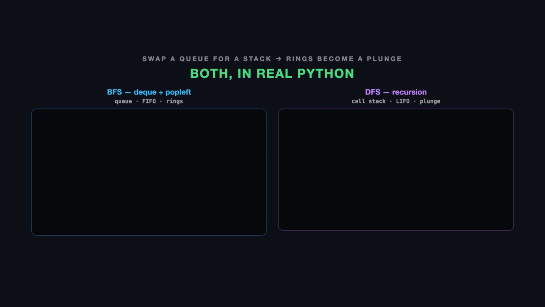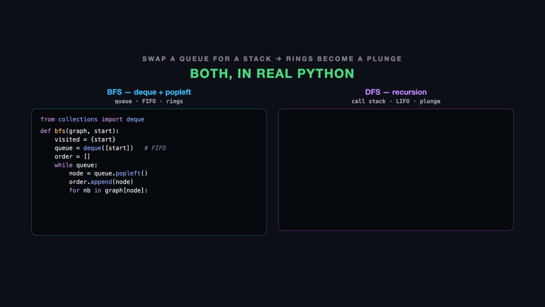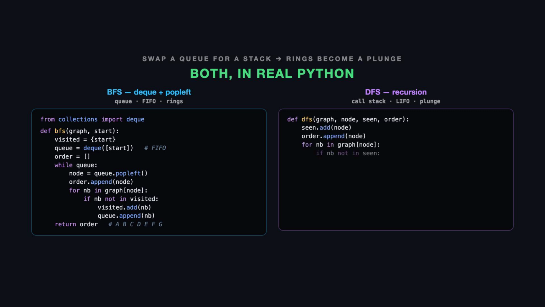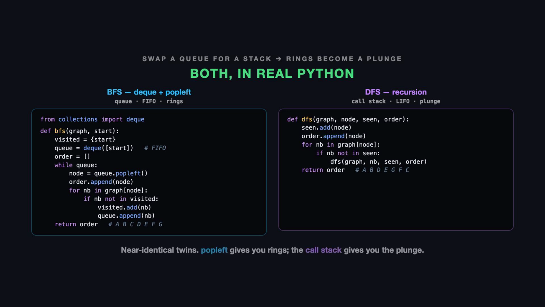Here is both, in real, runnable Python. They are almost twins. Breadth first, keep a visited set and a deque. Pop from the left, that is the front of the queue, record the node, then push its unvisited neighbors onto the back. Popping from the left is what makes it first in, first out, and gives you those rings.